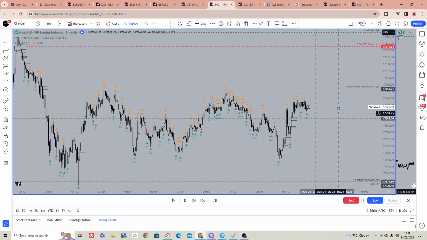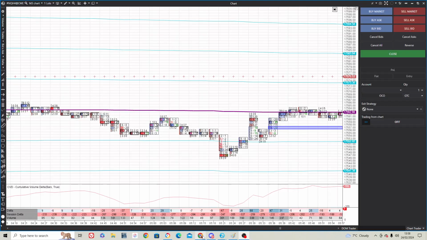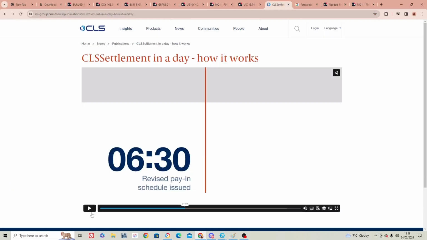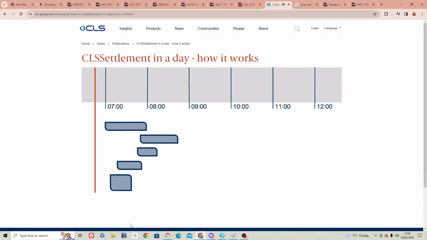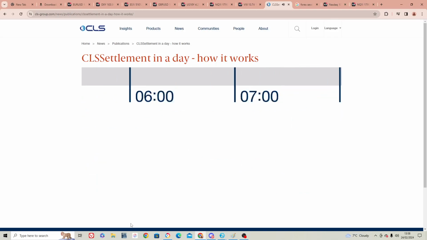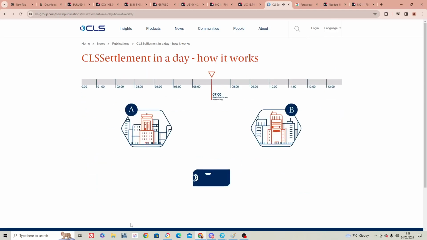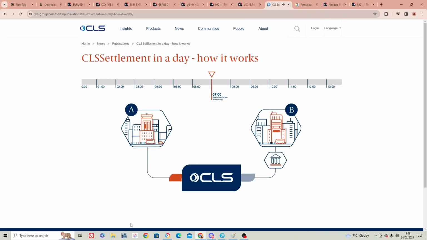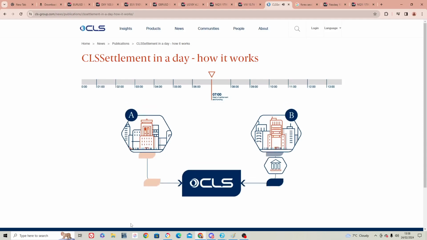Right there. Okay, back to the CLS video. That specifies the minimum amount that must be paid in by set times. Spreading the pay-ins over a number of hours minimises the draw on liquidity. At 7 a.m, each member begins paying the required currency amount, either directly or through a Nostro agent, in which they hold foreign currency at other banks.